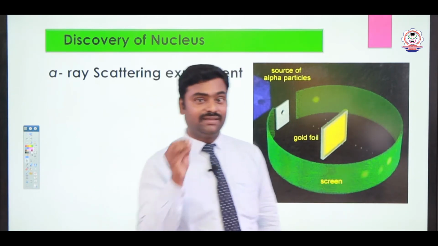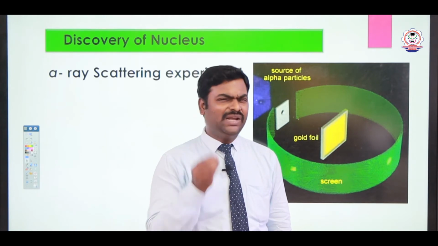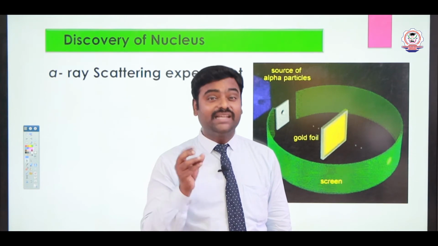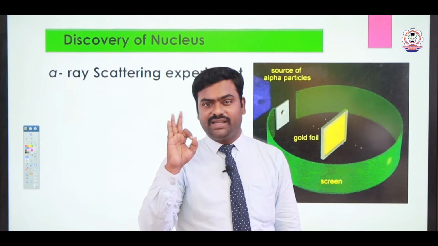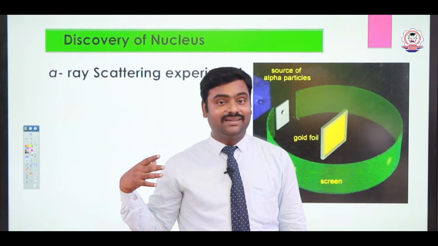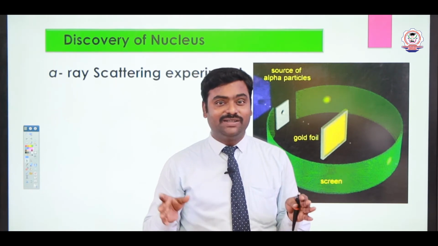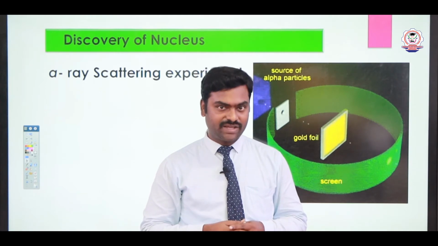What about the third observation? It is a very important observation. Only a very small amount of particles were rebounded 180 degrees. So these are all the three important observations made by Rutherford, and he found the presence of the nucleus in an atom, because helium ions are di-positive ions.